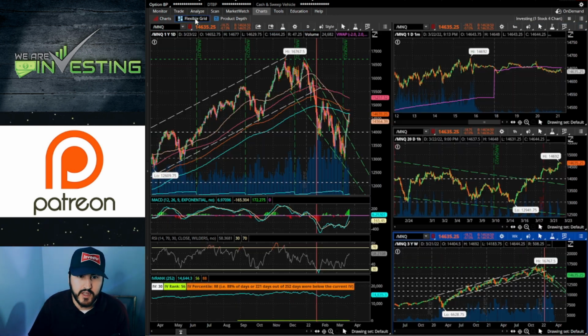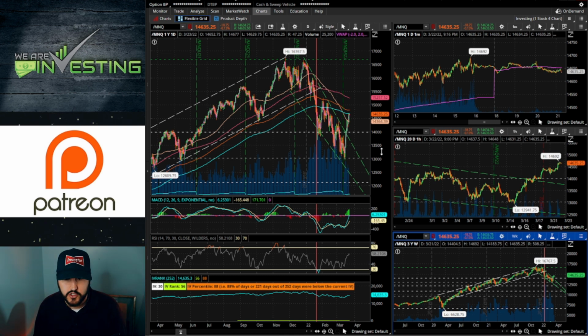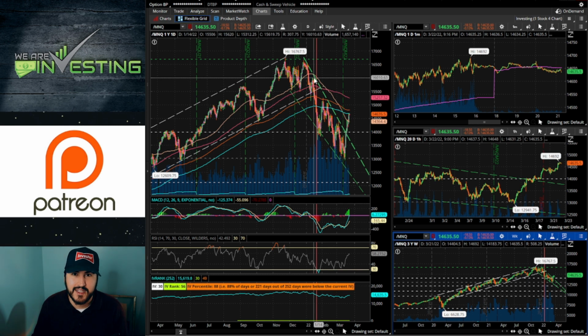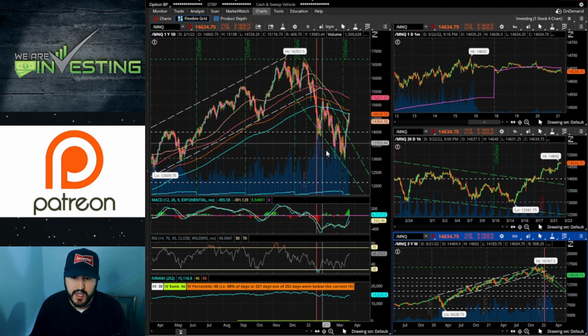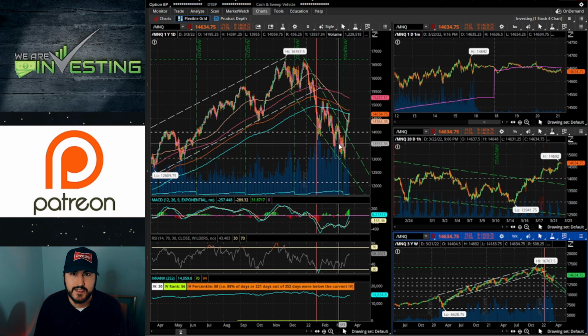Heading back to my flexible grid with my 4 charts. White represents the weekly chart. Green represents the daily chart. D for daily, D for dinero, which is green. So green represents the daily chart. And as you can see by this, we did have a downward trend because the NASDAQ, the whole stock market, has been selling off very, very quickly.